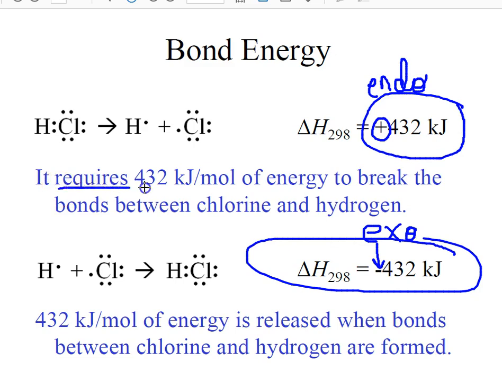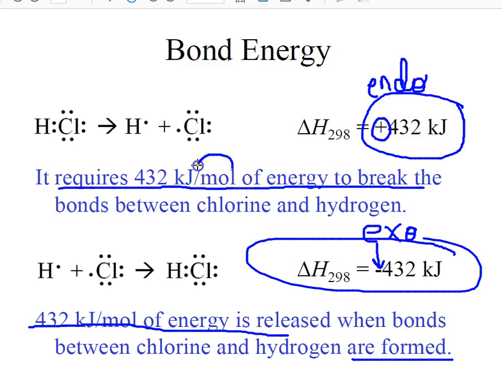So it requires, notice the language, that much energy to break the bond, and then that much energy is released when the bond is formed. Notice the per mole aspect in both of these values. So if you want to make 2 moles of this, twice as much. If you only want half a mole, then half as much, and so on and so forth. So this can become a conversion factor. And we'll see that as we move through the class.